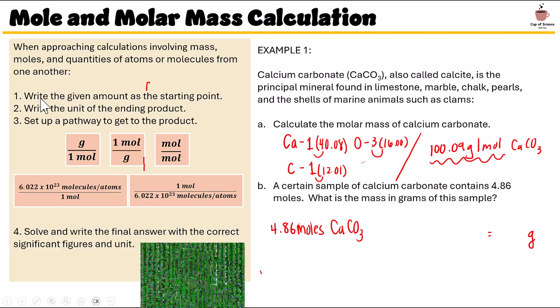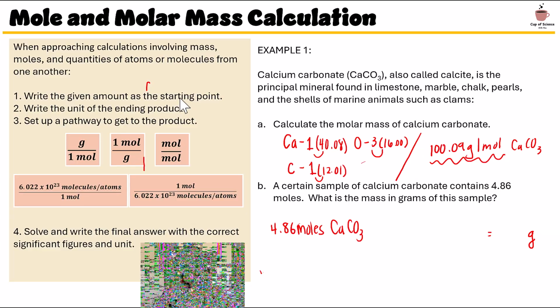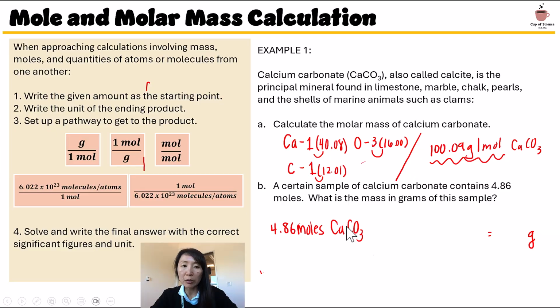So it says write the given amount as the starting point. So what is given to you is 4.86 moles of calcium carbonate. So I wrote that. In the very end, you want to write the unit of the end product. The unit of the ending product here is grams. It's looking for grams of the sample. So I put grams here.